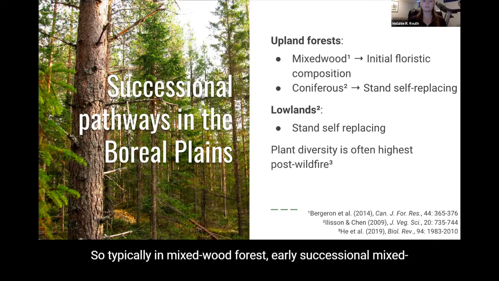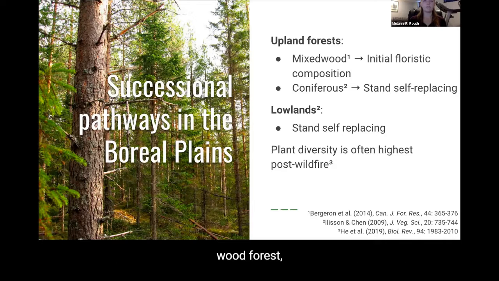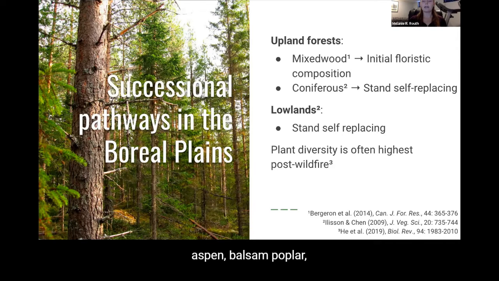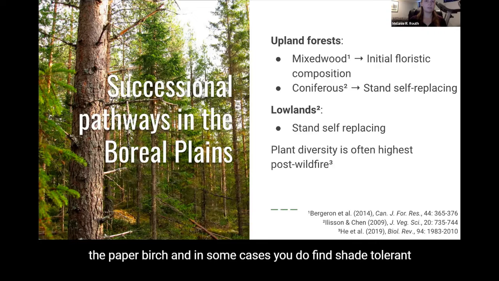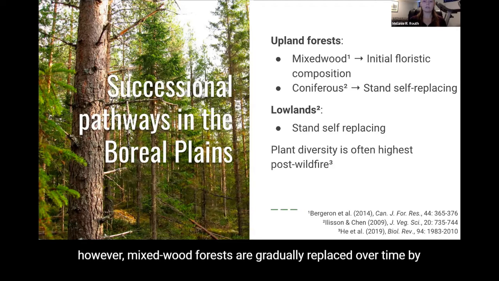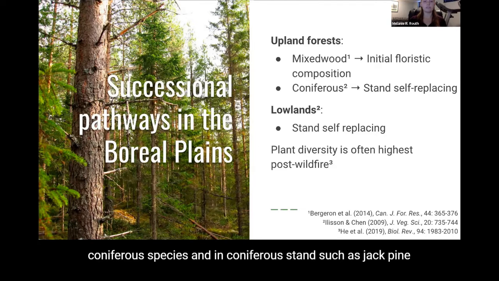So typically, early successional mixed-wood forests are dominated by broadleaf species, such as trembling aspen, balsam poplar, and paper birch. And in some cases, you do find shade-tolerant coniferous species, such as white spruce and balsam fir. However, mixed-wood forests are gradually replaced over time by coniferous species.